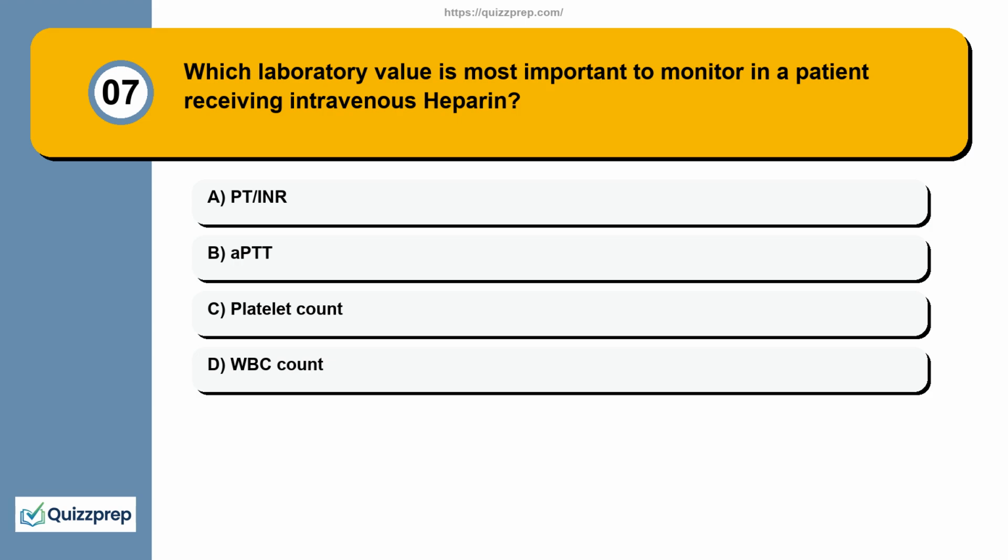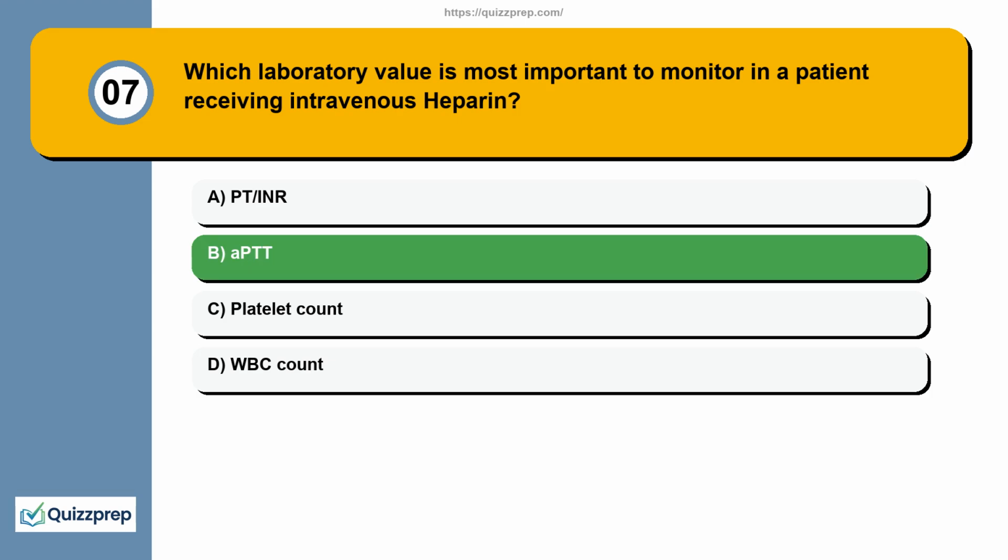Question 7. Which laboratory value is most important to monitor in a patient receiving intravenous heparin? Here are your options. Option A. PT or INR. Option B. APTT. Option C. Platelet count. Option D. WBC count. The correct answer is option B, APTT.